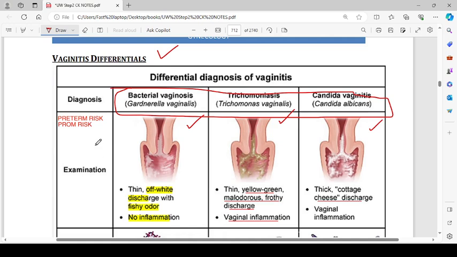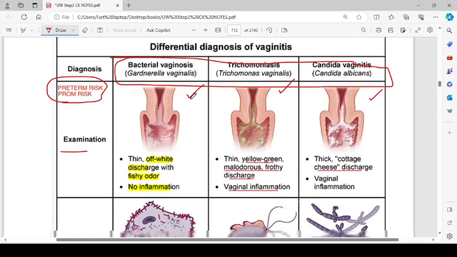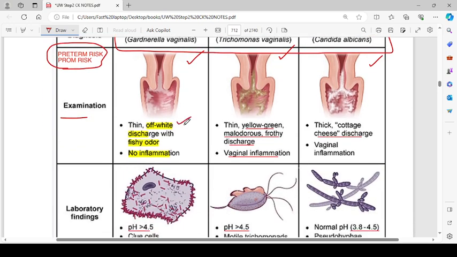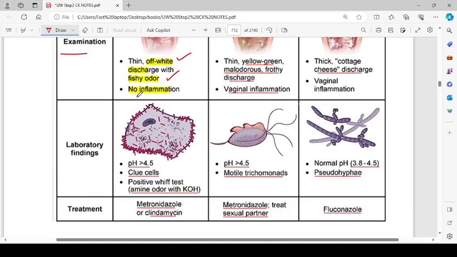The preterm risk and premature rupture of membrane risk. So with these conditions, we have a risk of preterm birth or premature rupture of membrane. Examination for bacterial vaginosis will show a thin off-white discharge with fishy odor and no inflammation. Lab findings will show a pH of more than 4.5, clue cells, and a positive whiff test, amine odor with KOH. Treatment is with metronidazole or clindamycin.